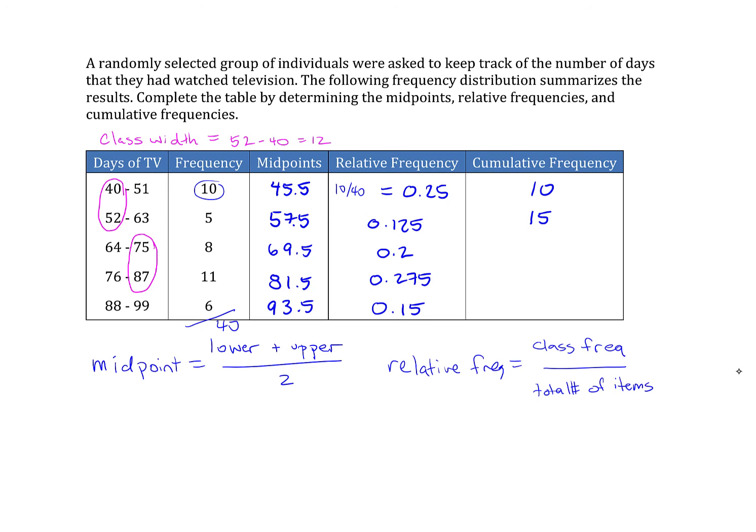15 plus 8 more is going to be 23. Then 23 plus 11 is 34. And 34 plus 6 is 40. Note that the last cumulative frequency is always going to equal the total of your frequencies. So you have that as a check. And that's how you go about finding cumulative frequencies.